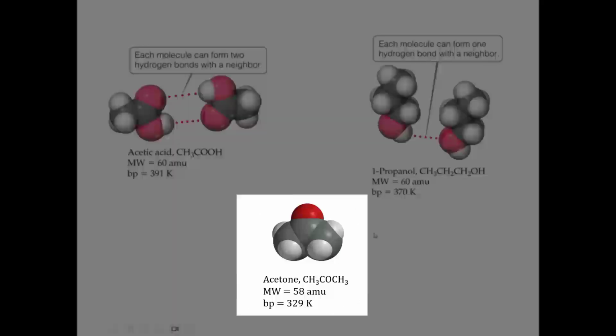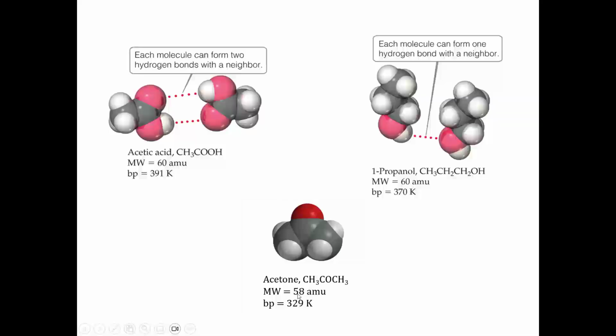Acetone, which is shown here, doesn't hydrogen bond, although it has a very similar molar mass. It has the same kind of dispersion forces we have in the other two substances, but the lack of hydrogen bonding means that overall the intermolecular forces are weaker, and because of that, it has a boiling point that is, I would say, substantially lower.